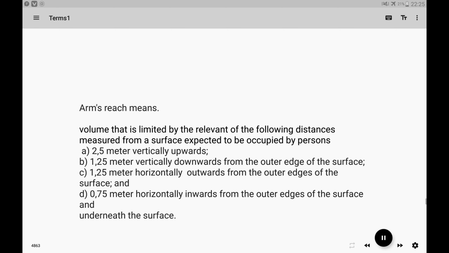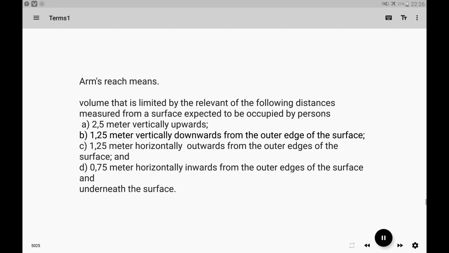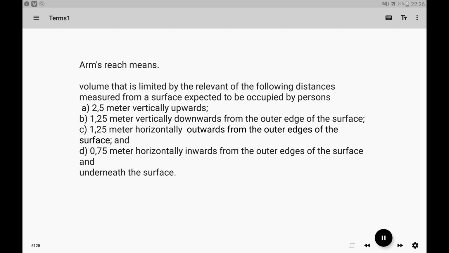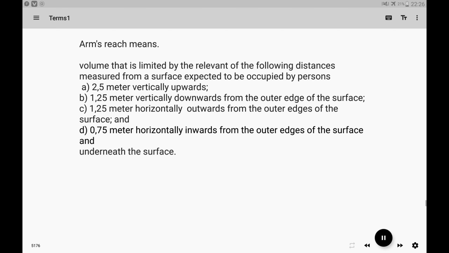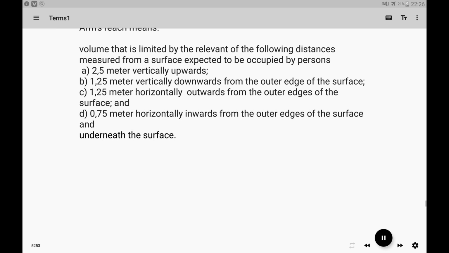Hard to reach means volume that is limited by the relevant of the following distances measured from a surface expected to be occupied by persons: 2.5 meters vertically upwards, 1.25 meters vertically downwards from the outer edge of the surface, 1.25 meters horizontally outwards from the outer edges of the surface, and 0.75 meter horizontally inwards from the outer edges of the surface and underneath the surface.